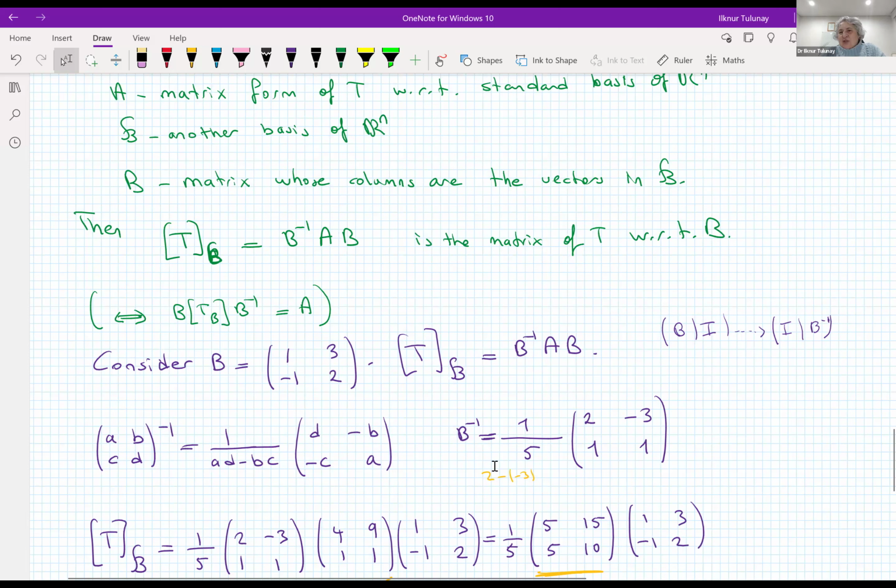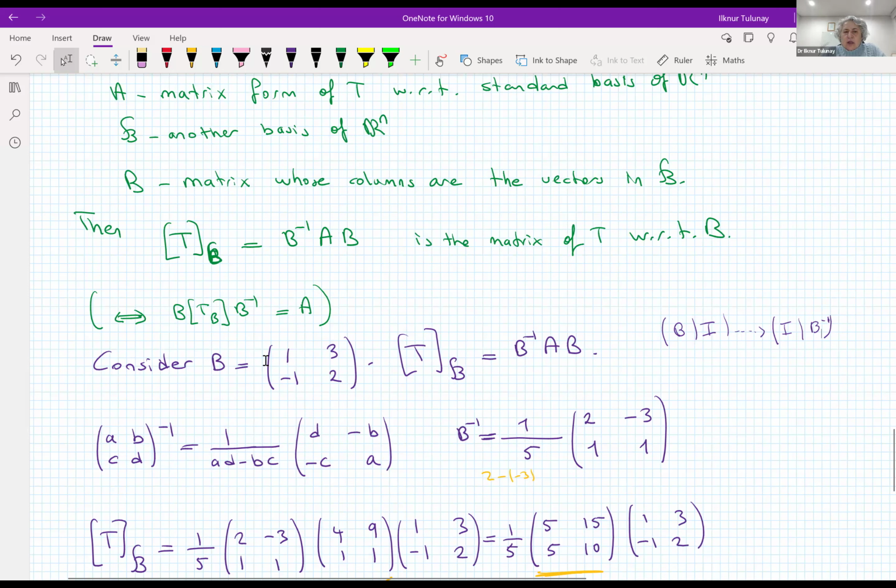It is very straightforward. As you see, this is the determinant. You swap these two positions, a and d, and you put a minus sign on these two other positions. This is the inverse of a 2x2 matrix. If you haven't realized that before, that's the way to go. So for us, this is the matrix that we would like to invert. And as you see, it is just one line.